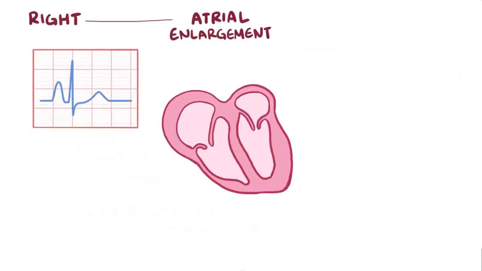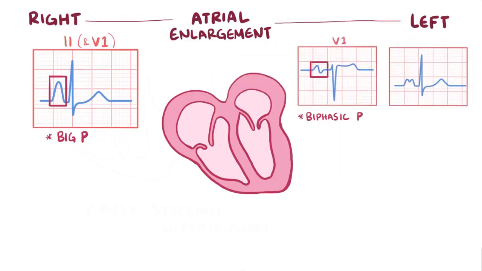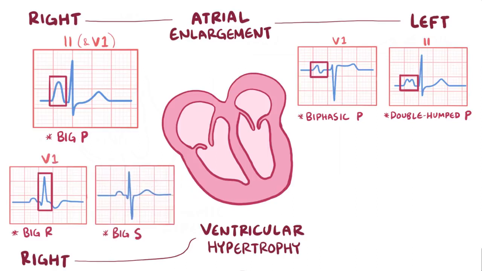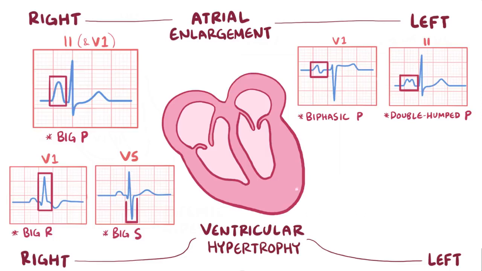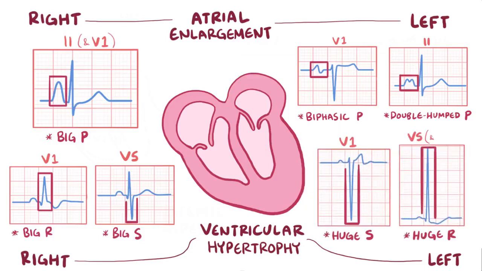Alright, as a quick recap. Right atrial enlargement shows a big P wave in lead 2 and V1, whereas left atrial enlargement has a biphasic P wave in lead V1 and a double humped P wave in lead 2. Right ventricular hypertrophy shows a big R wave in V1 and a big S wave in V5 and V6, whereas left ventricular hypertrophy shows the opposite, a huge S wave in V1 and a huge R wave in V5 and V6, adding up to over 35 millimeters.